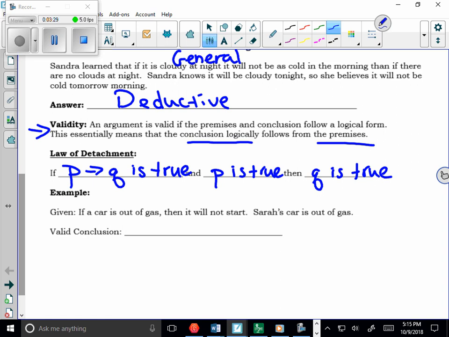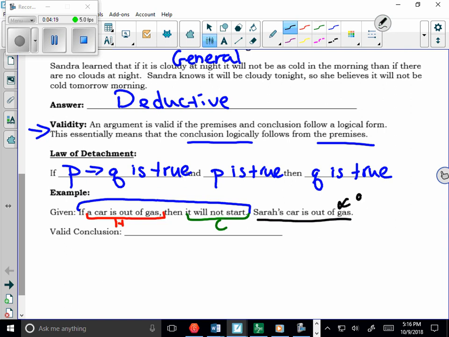So for example, let's take a look at this one. It says that if a car is out of gas, then it will not start. Sarah's car is out of gas. So I'm going to assume that this is true. My whole P implies Q is true. That's my conditional statement. This part is my hypothesis, and this part is my conclusion. So they are telling me that Sarah's car is out of gas. I'm going to call that a given statement.